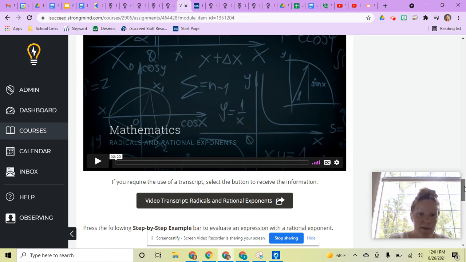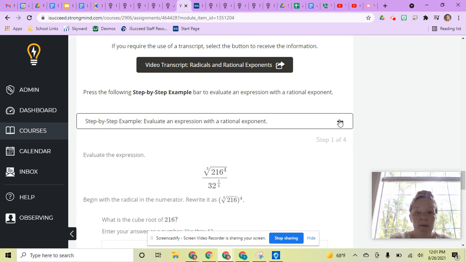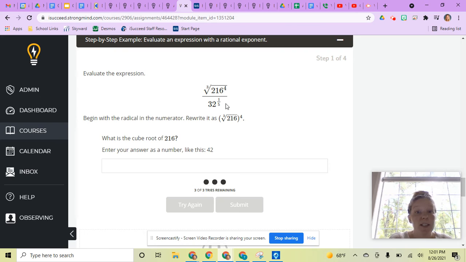You should have the course tab open as well, and you can pause this video. Then there'll be a step-by-step here. So evaluate this expression. Look, it starts getting pretty crazy looking. That's why it's important that you remember each individual step. Begin with the radical in the numerator and rewrite it as the cube root of 216 to the fourth.